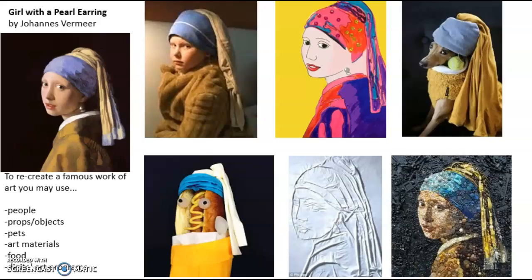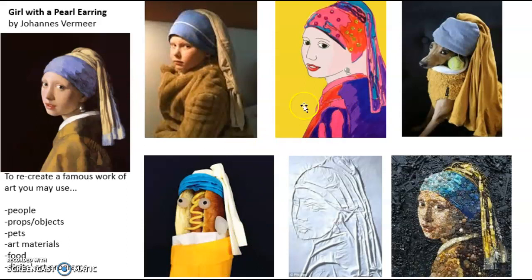As you can see here, I just wanted to show you guys some options you have for this assignment. The original painting of Girl with a Pearl Earring, okay, there are many different recreations that you can see to the right. So maybe you guys want to use people as props. Okay, that could be something similar here. Maybe you use different props and objects or even food. We can see this hot dog version here. So there are a lot of different options for this assignment.